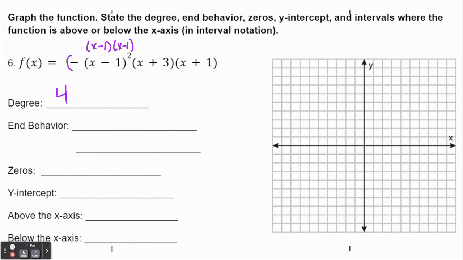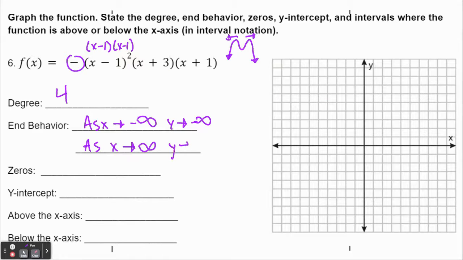And our leading coefficient here is negative. So what that means is that my general shape is going to look like an M. And so my end behavior: as x goes towards negative infinity, or as we go to the left, y is going to go towards negative infinity. As x goes towards positive infinity, or as we go to the right on our graph, y, well, okay, it's still going towards negative infinity.